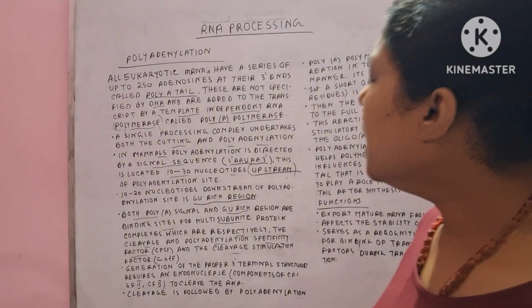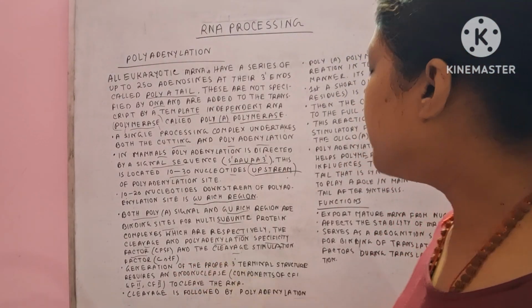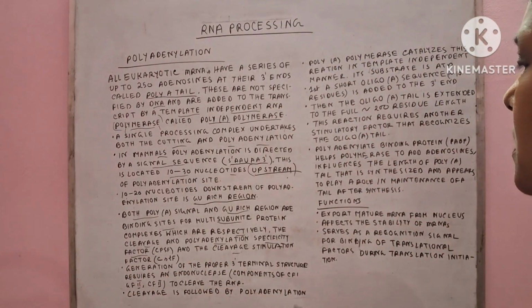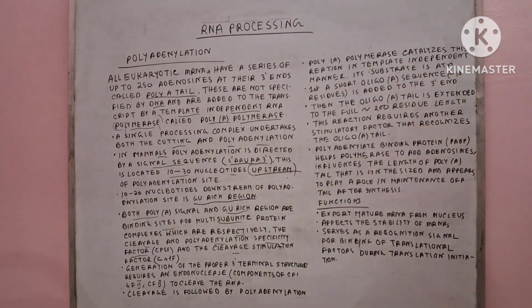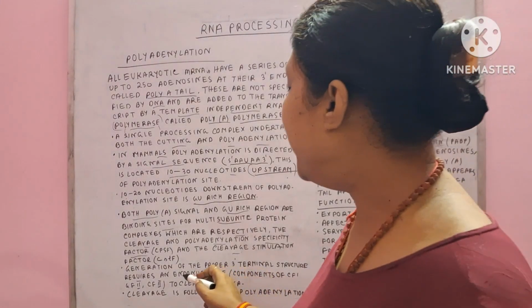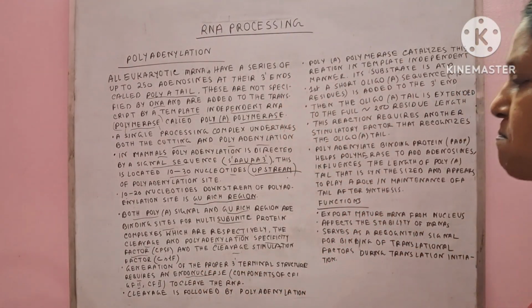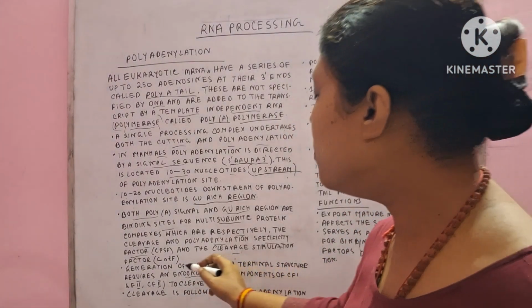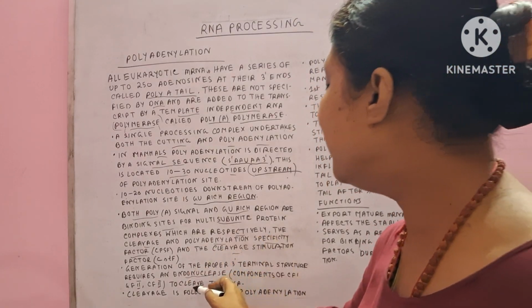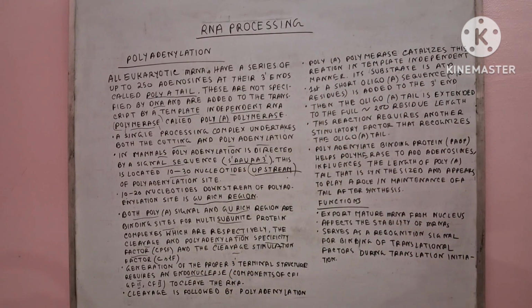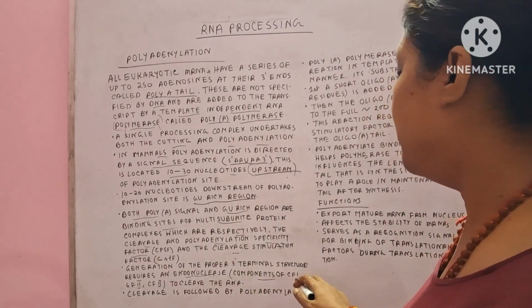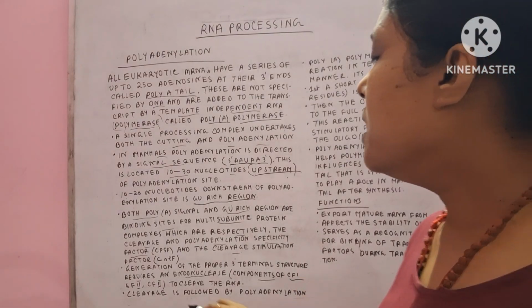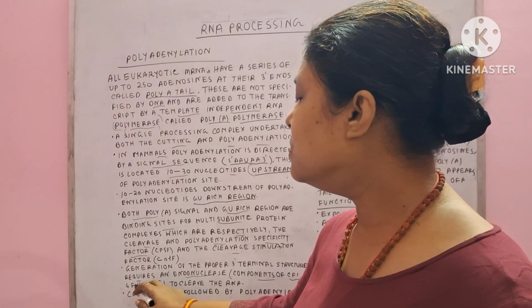Okay, now the generation of the proper 3' terminal structure requires an endonuclease. Here one thing is very important, the role played by the endonuclease. What is the role of the endonuclease? It helps to cleave the RNA. And within the endonuclease the components are very important, that is the cleavage factor 1, cleavage factor 2 and the GF2.